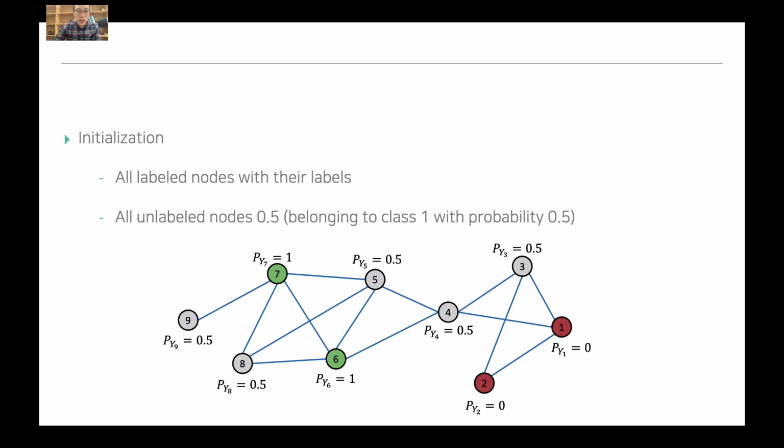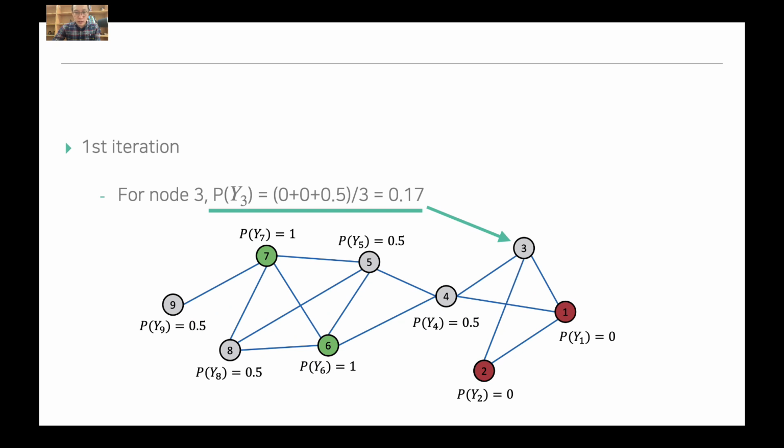So we initialize as 0.5 if we don't know the labels. If we know the label, if it belongs to class 1, we put 1, and otherwise we put 0 for class 0, in this case the red nodes. That's why we have just 0.5, ones, and zeros. They're all labeled nodes with the label. So this is the initialization.